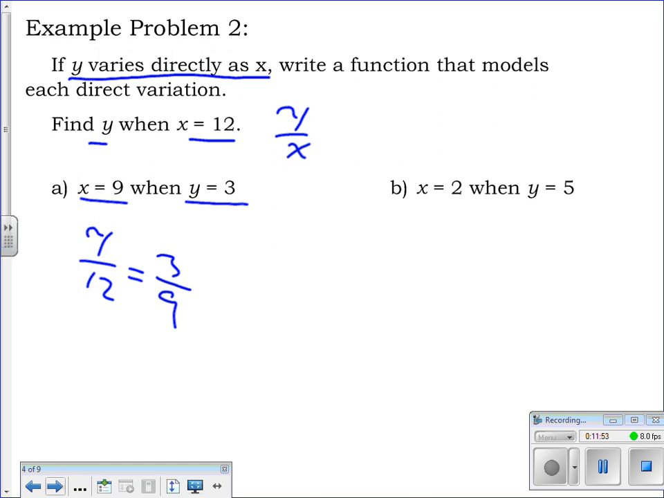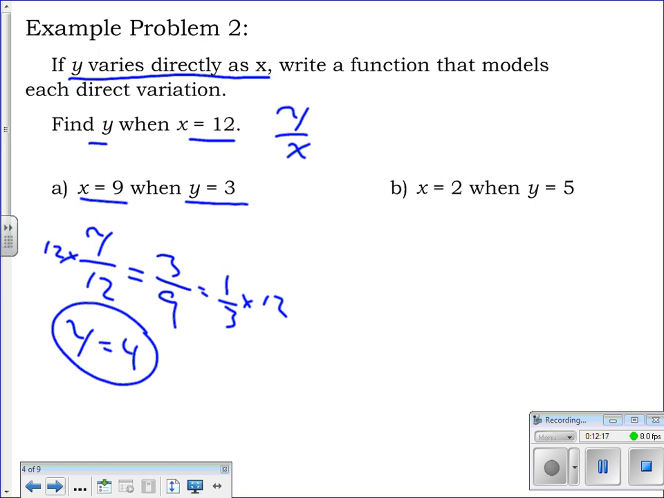Yeah, so this reduces to 1/3, makes it a little easier. Multiply both sides by 12. Y equals 4. There are several ways to solve your proportions. I really don't care as long as you do good math to get the right answer.